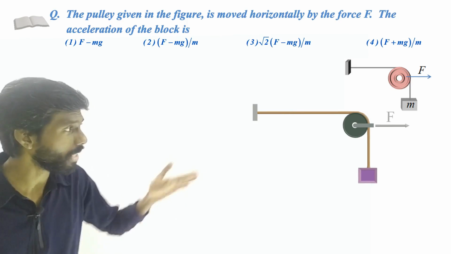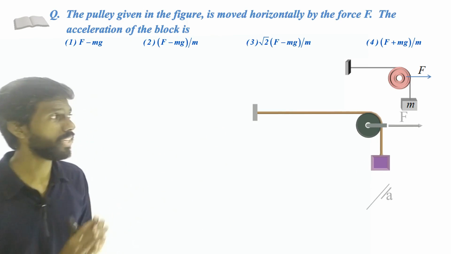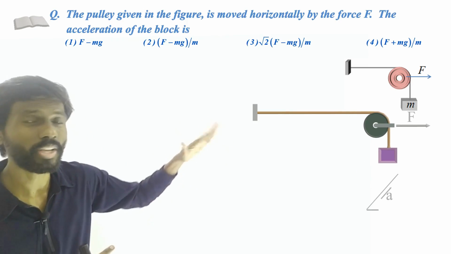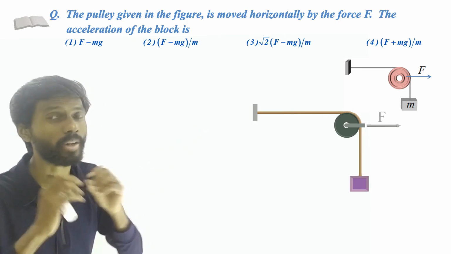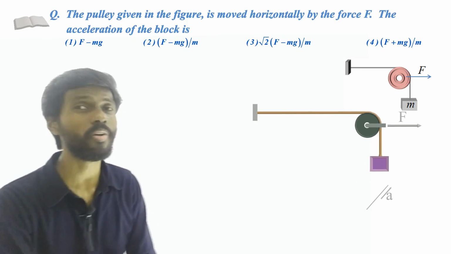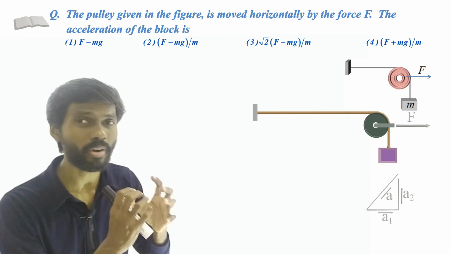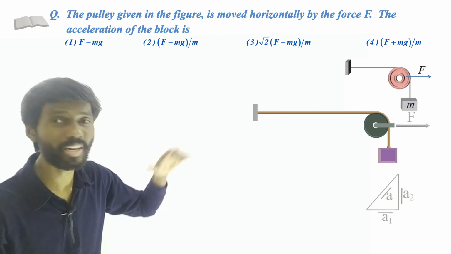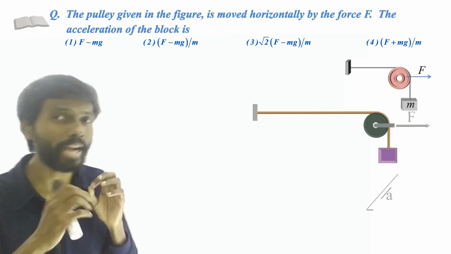But the block moves in the upward direction, and not only that, it will also move in the horizontal direction. So the acceleration is somewhat inclined to the horizontal with some angle. So we have to find the vertical acceleration and also the horizontal acceleration of this block. The horizontal acceleration of this block is the same as the horizontal acceleration of the pulley. Now the vertical acceleration, that you have to find.